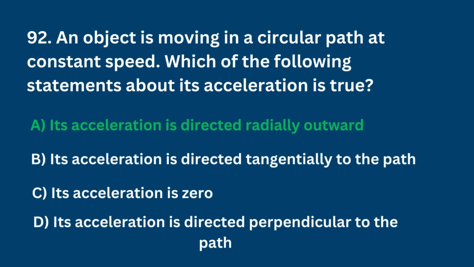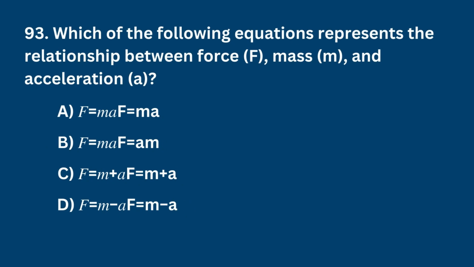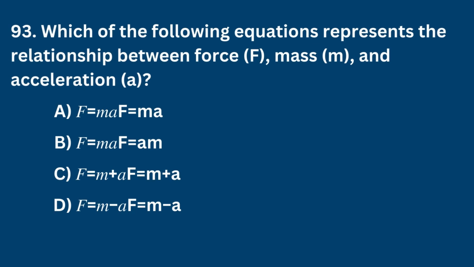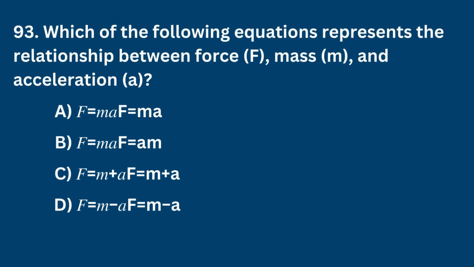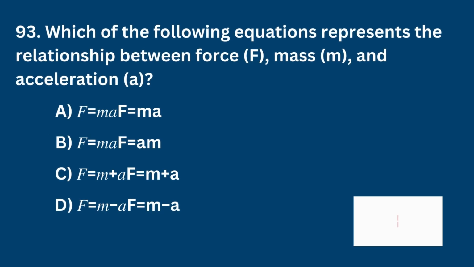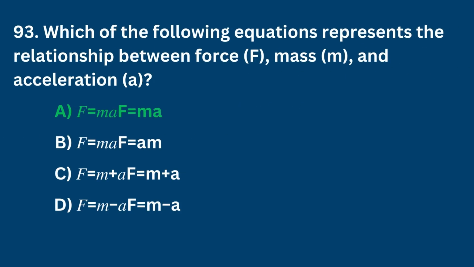Correct answer is A. Its acceleration is directed radially outward. Which of the following equations represents the relationship between force, F, mass, m, and acceleration, a? The options are A. F equals ma, B. F equals am, C. F equals m plus a, D. F equals m a. Correct answer is A. F equals ma.